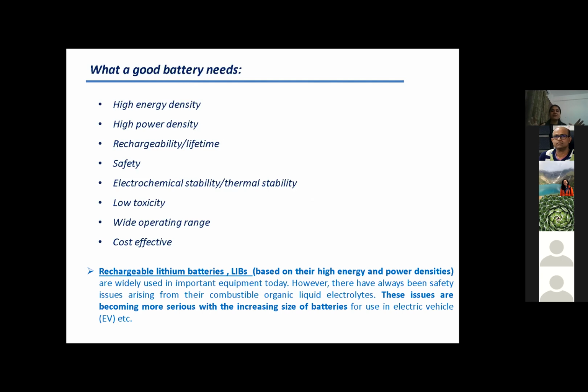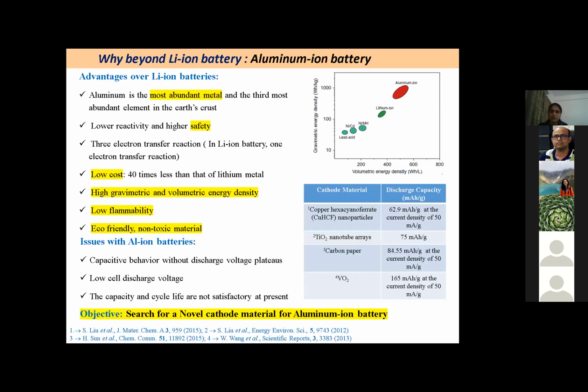That means I'm saying that for EVs or grid systems, if you want to use that kind of LIB, that will be more prominent, because whenever the amount of organic liquid electrolyte is higher, it will be affected more. So that is the major issue.